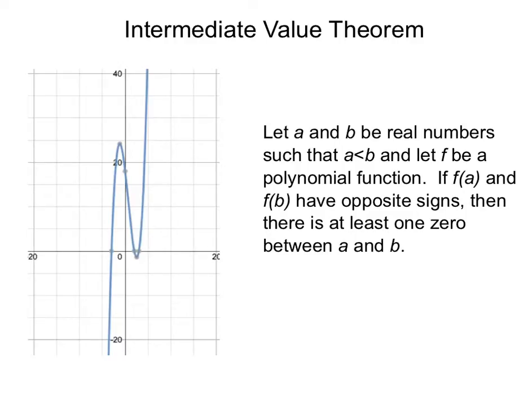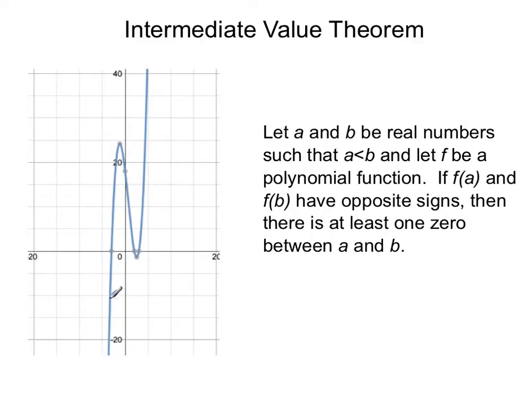The intermediate value theorem says let a and b be real numbers such that a is less than b, and let f be a polynomial function. If f of a and f of b have opposite signs, then there's at least one zero between a and b. Now let's talk about that. All polynomial functions are continuous. In other words, if I started drawing on my graph from left to right, I could draw and never lift the pencil. So here's an example of what this intermediate value theorem is saying.